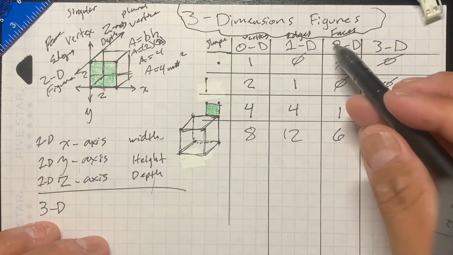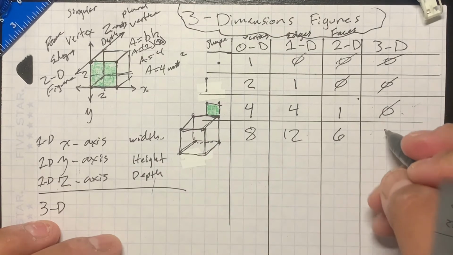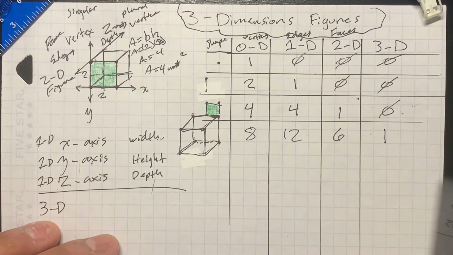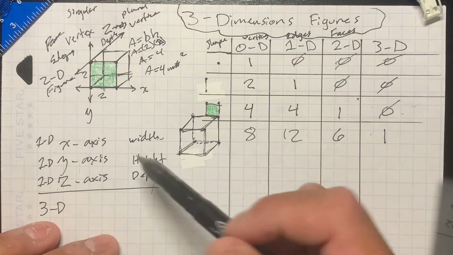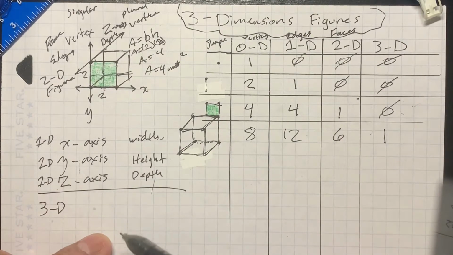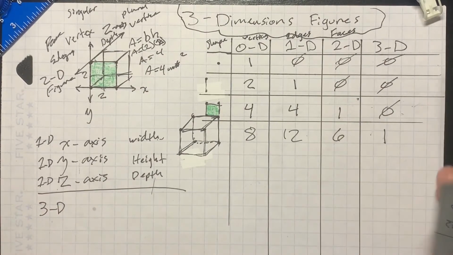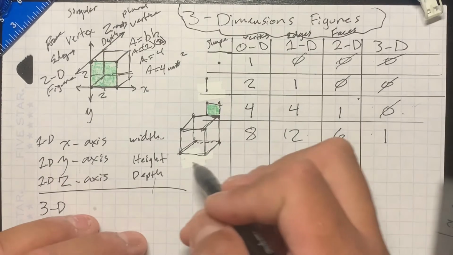So we have 6 2-dimensional faces. And how many 3 dimensions do we have? We have 1, and it's that cube there. Okay, so again, you have your x-axis, your y-axis, your z-axis, x, y, z for a 3-dimensional figure, your width, your height, and your depth. Okay, so there you go, my friends.